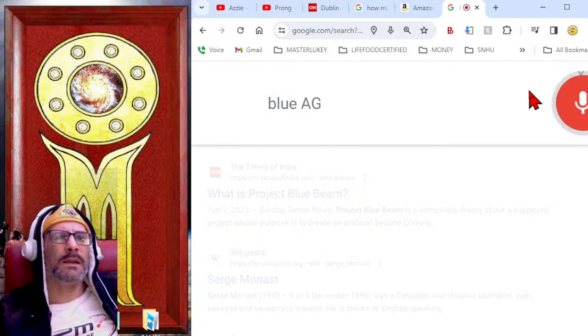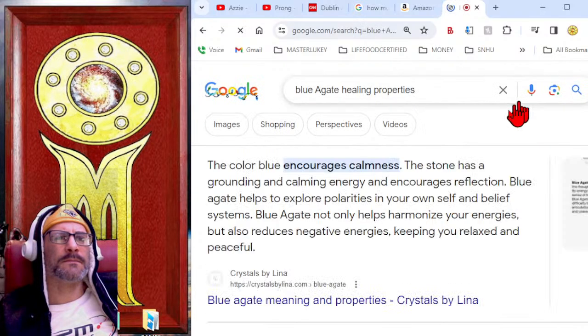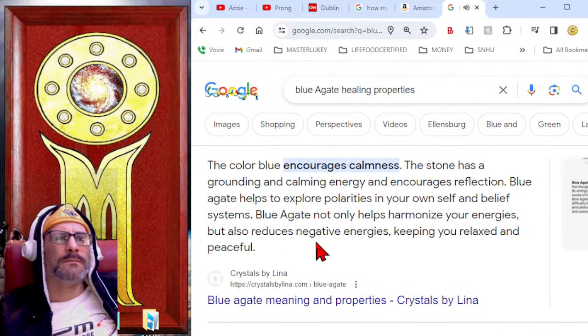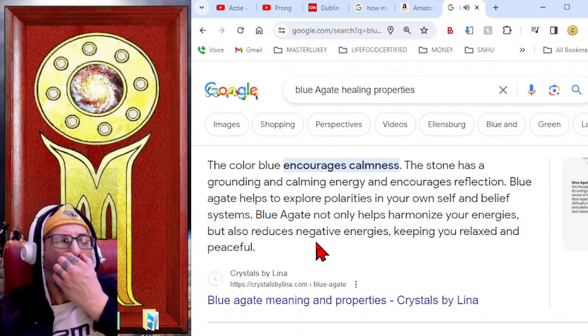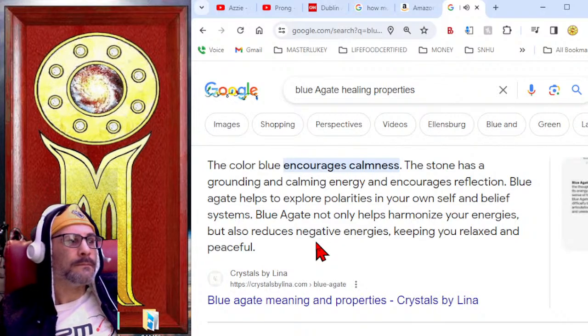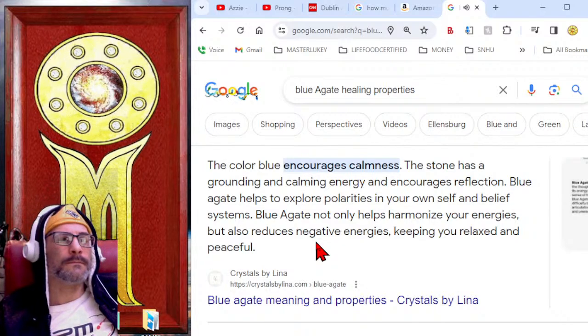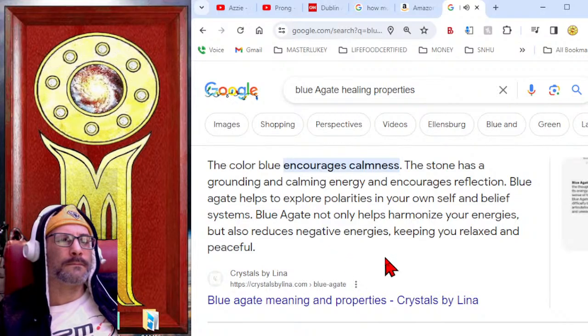Blue agate, healing properties. According to Crystals by Lena Edelstein Cotto, the color blue encourages calmness. The stone has a grounding and calming energy and encourages reflection. Blue agate helps to explore polarities in your own self and belief systems. Blue agate not only helps harmonize your energies, but also reduces negative energies, keeping you relaxed and peaceful.